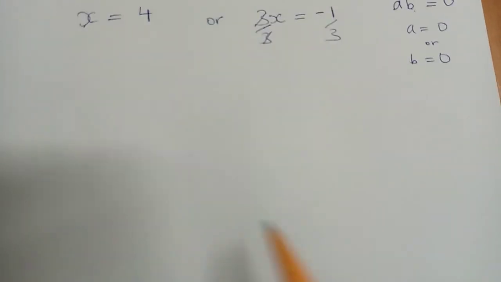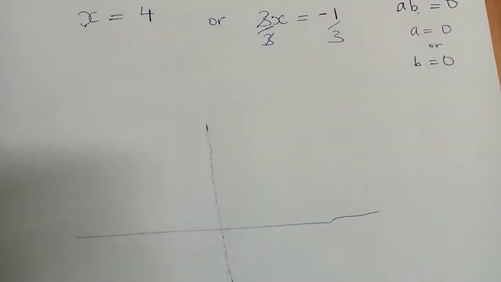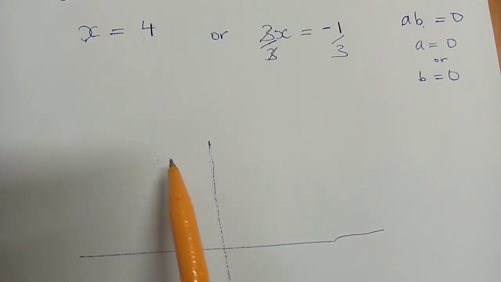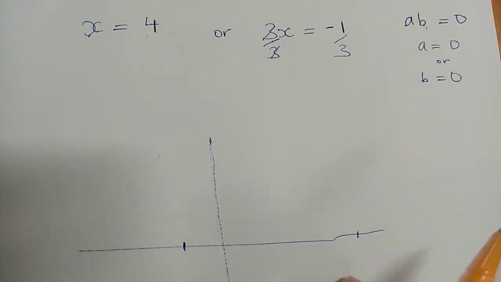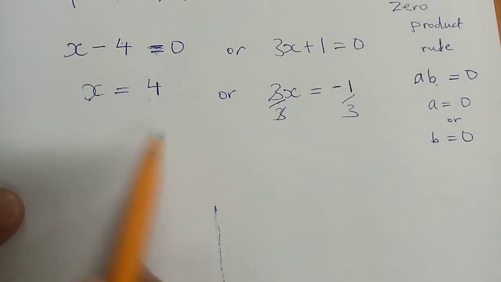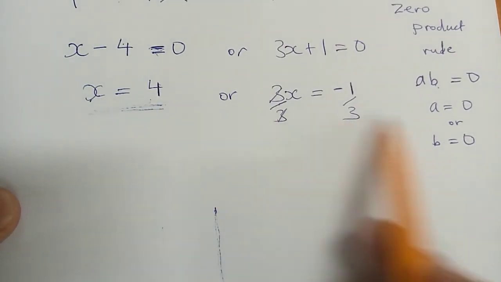These equations are normally drawn on graphs. When x is 4 or x is negative 1 over 3 is when we have our solutions. Our graph shall cross the x-axis when x is negative 1 over 3 or when x is 4. That does not concern us for now. We just wanted to factorize and get our answers. This is our first answer and this is our second answer.